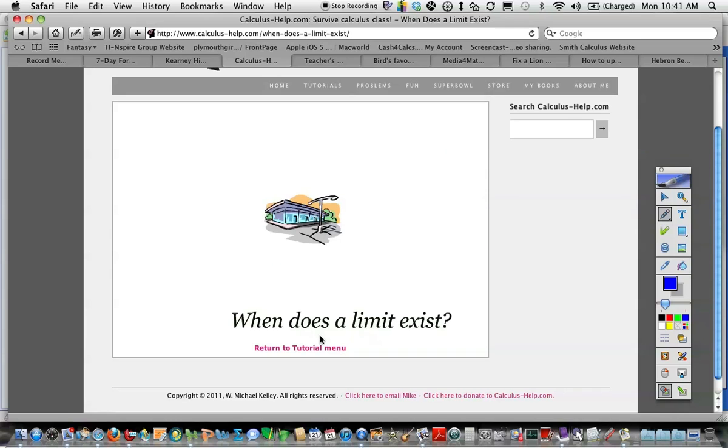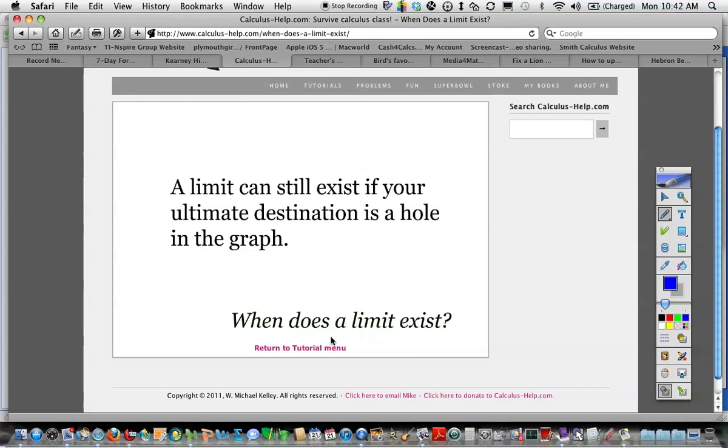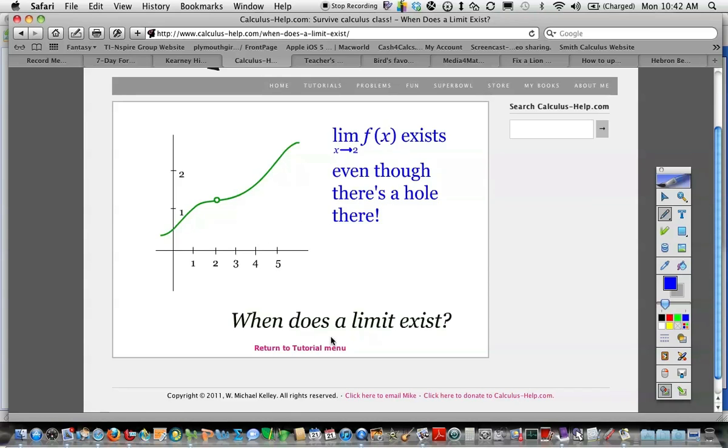Now, let's go back to our diner example one last time. Let's say we're traveling towards the diner. We both arrive at the same location, but the diner isn't there. Maybe it's caught fire or something. Does that mean the limit doesn't exist? The truth is, the limit will exist even if the diner's not there, because you still arrive at the same place. In other words, mathematically, a limit can still exist if your destination is a hole in the graph, because it doesn't matter whether or not the point is actually there. What matters is that you arrived at that point, coming from the right side and the left side.